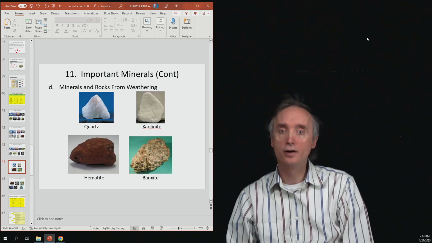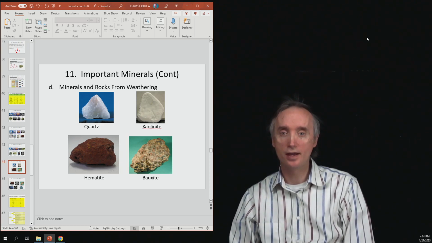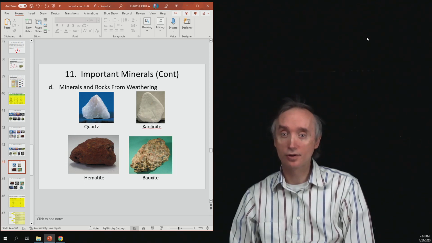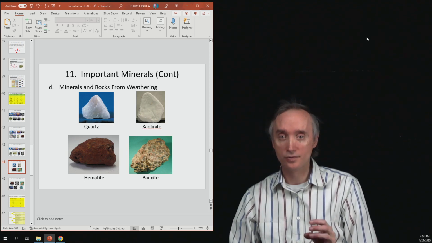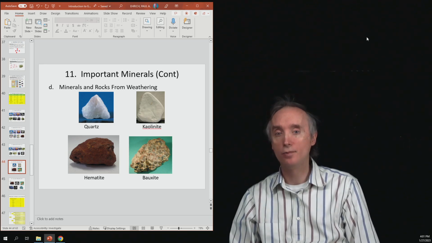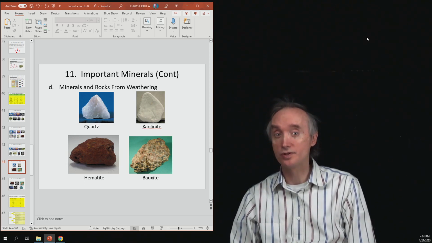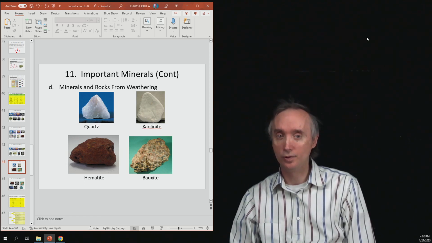Here are some minerals that come from weathering. So if you take, for example, rocks that have lots of iron in them, they turn into hematite. So the minerals in those igneous rocks, which contain lots of iron, weather and turn into hematite. Another one is kaolinite, which is clay. So a lot of these minerals will turn into clay when you weather them.